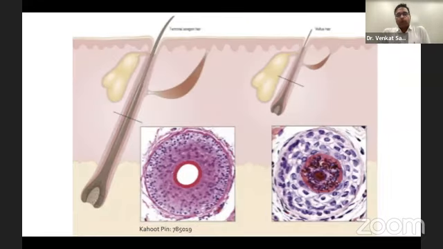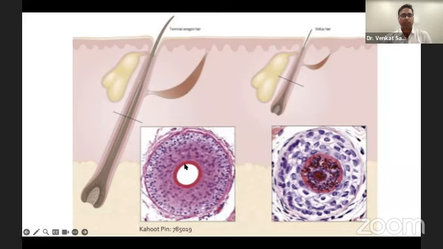Okay. Now we come to terminal and vellus hairs. How do we differentiate between them on hair biopsy? So obviously on vertical sections, it's easy to differentiate because terminal hairs go down into the fat, whilst vellus hairs are much more superficial in the upper and mid dermis. However, when you take transverse sections, the inner root sheath is larger in diameter than the hair shaft in vellus hairs. And that's how we differentiate vellus hairs from terminal hairs.